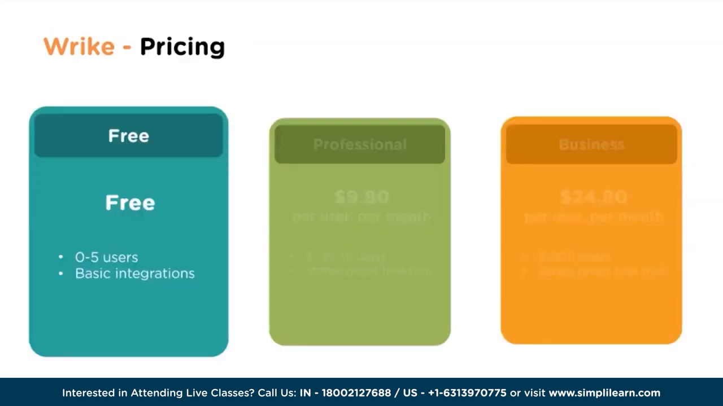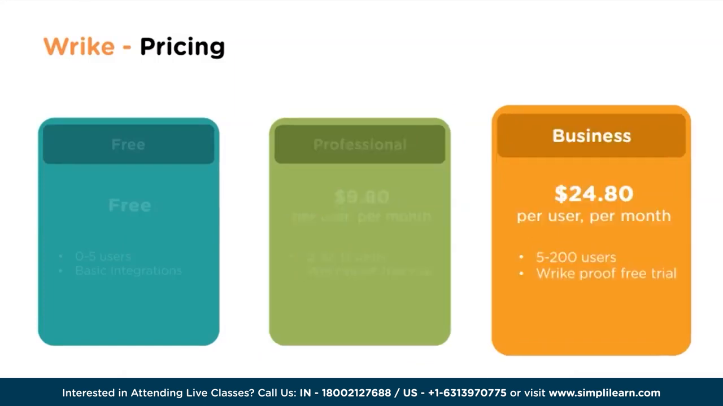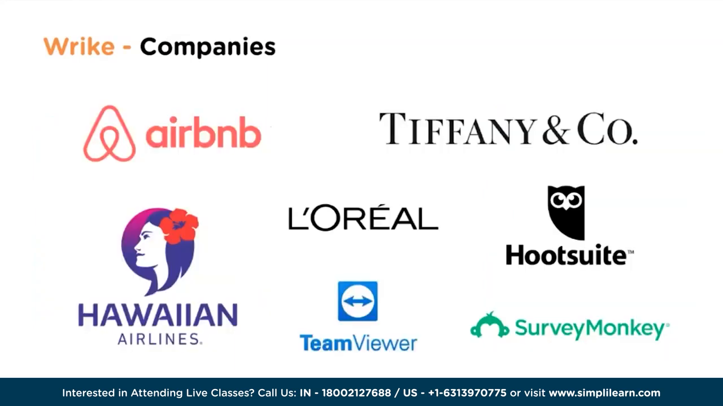The pricing includes 0 to 5 users. It has basic integrations and is free, whereas Professional costs $9.8 per user per month, which has slabs of 5, 10, and 15 users, and a RIC free trial. The Business version has 5 to 200 users and a RIC free trial, at $24.80 per user per month. The companies which use the RIC tool are Airbnb, L'Oreal, TeamViewer, Tiffany & Co, etc.